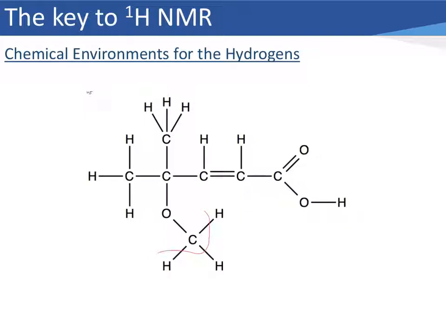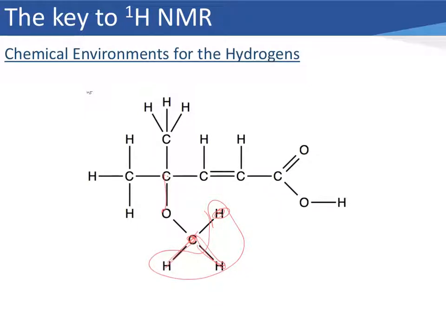So if I start with these 3 hydrogens, they're all connected to the same carbon, therefore they are all the same chemical environment. So this hydrogen is connected to a carbon, which is connected to an oxygen carbon, and this carbon is also connected to 2 hydrogens.